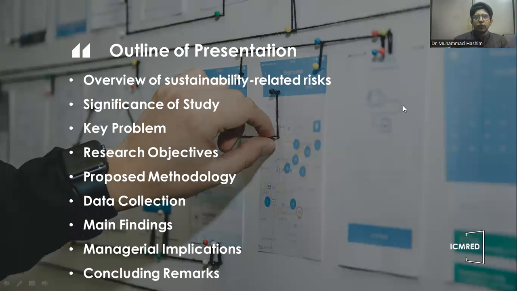I will discuss the overview of sustainability related risk, significance of the study, key problem statement that I am going to address in this research, research objectives, proposed methodology, data collection process, procedures, main findings, and managerial implications. At the end, I will conclude my study with concluding remarks.